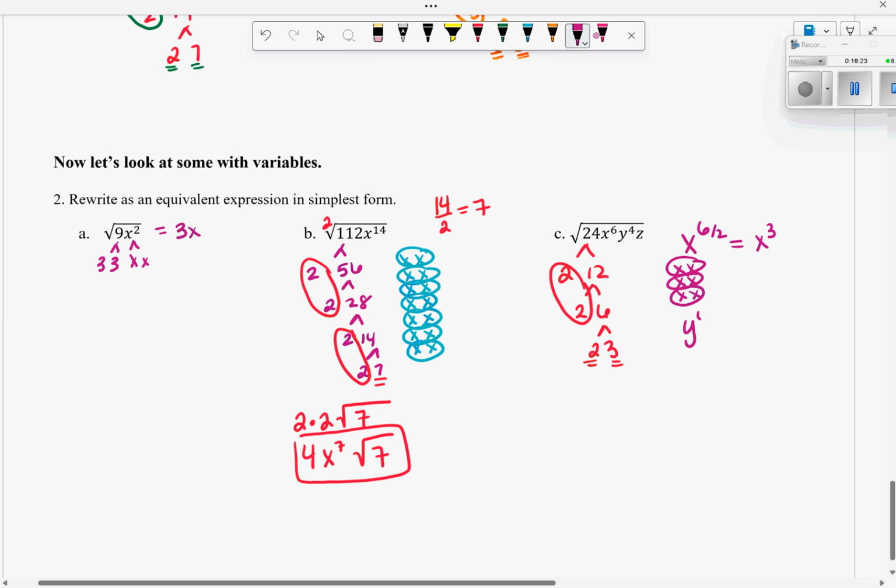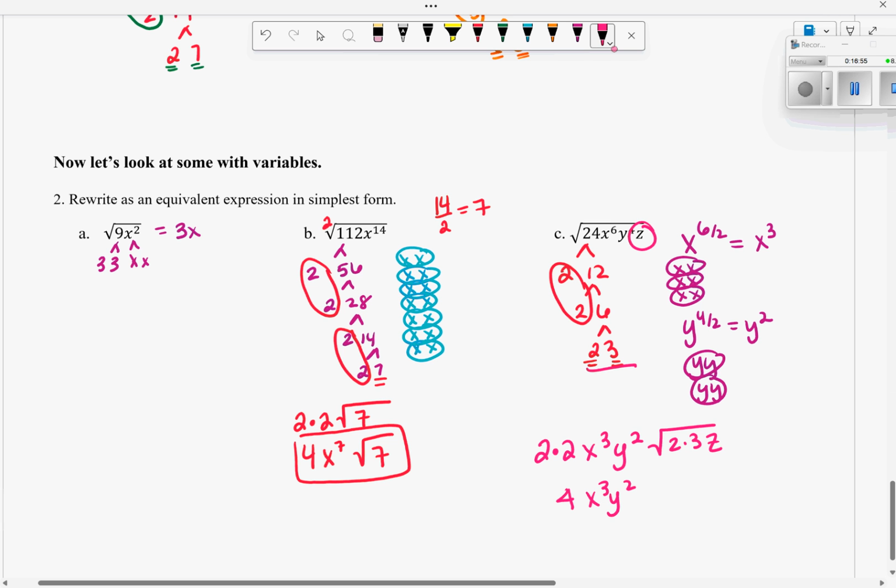We have y to the 4th power, divide that by 2, that's y squared, which makes sense because we would have 1, 2, 3, 4, so 2 groups of y. And then the z doesn't make a group, so that's going to stay underneath. So we have 2 times 2 on the outside, times x cubed and y squared, and then underneath the radical, the 2 times the 3 that didn't make a group, and then we have that z as well that also didn't make a group. So 4x cubed y squared times the square root of 6z.